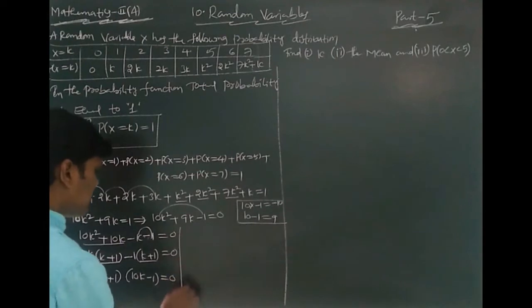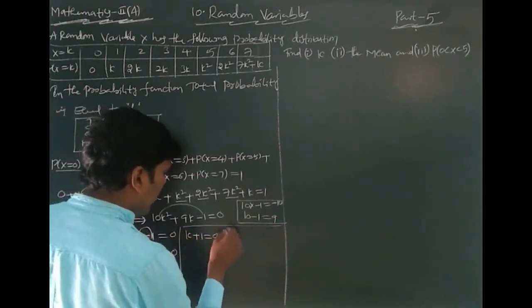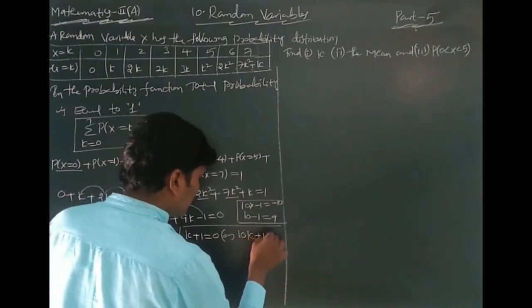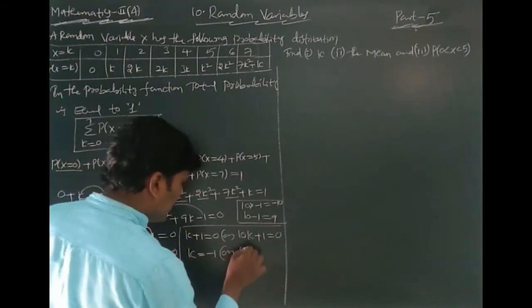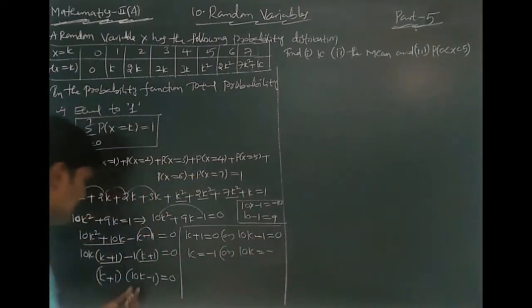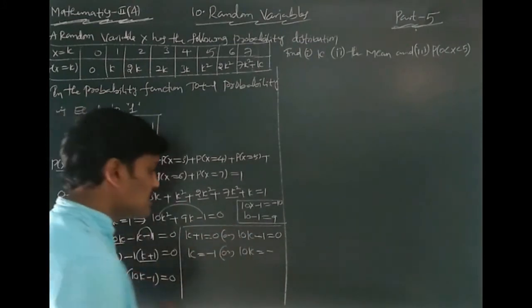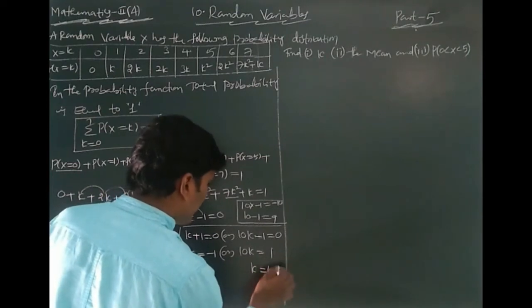After that, what is the value of k? Simplify. k plus 1 equal to 0 or 10k minus 1 equal to 0. So k is equal to minus 1, or 10k equal to 1, then k is equal to 1 by 10.